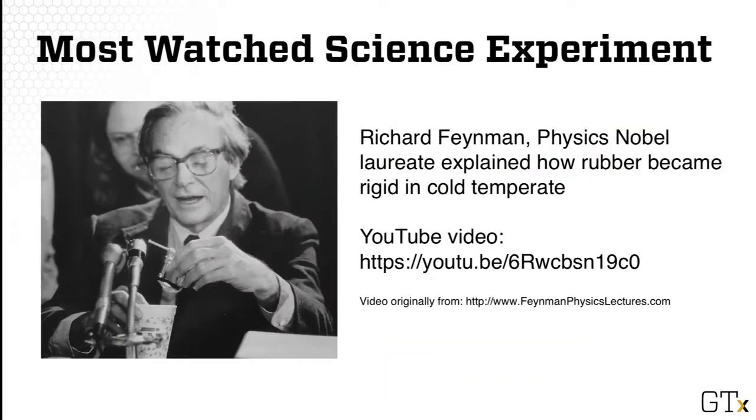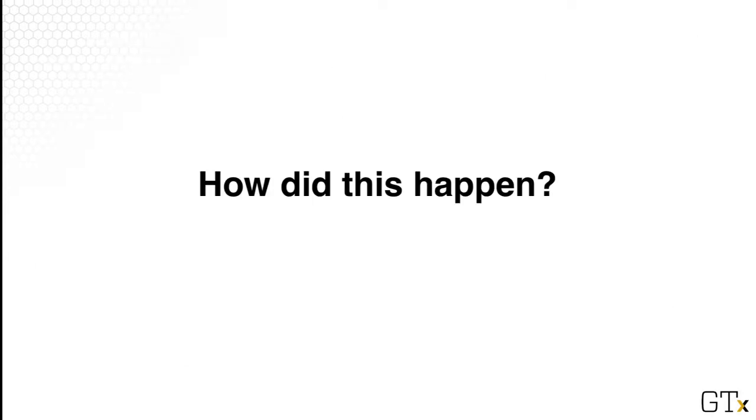And in fact, this was highlighted in a video by Richard Feynman, who's a physics Nobel laureate. In front of Congress, he explained how the rubber became so rigid in cold temperature. If you haven't watched this experiment, I highly encourage you to go to the YouTube video link there and take a look. So how did this happen, and how is it related to visualization?